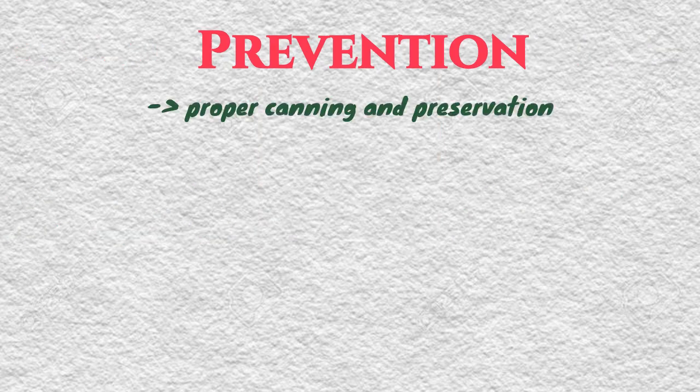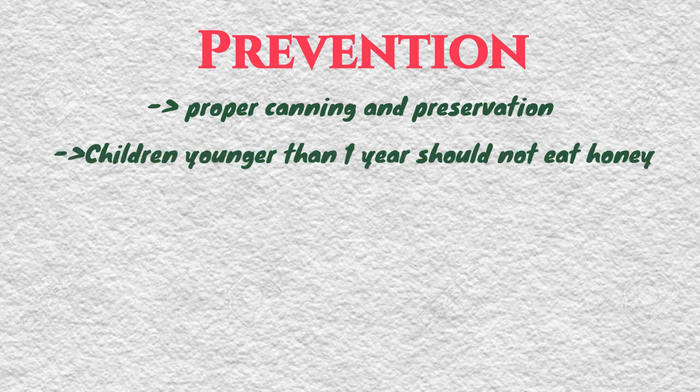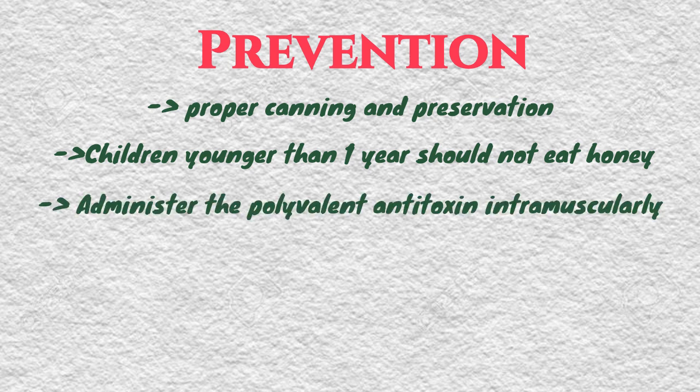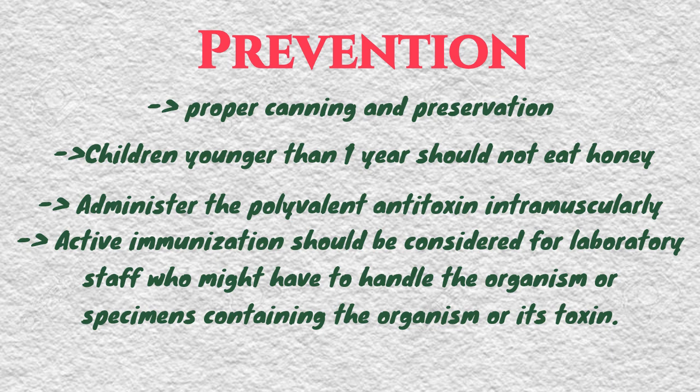Prevention of Clostridium botulinum. Proper canning and preservation are important for controlling food safety. It's important to note that children under 1 year old should not consume honey due to the risk of infant botulism from Clostridium botulinum spores that may be present in honey. In the event of suspected botulism from food consumption, it's recommended to administer a prophylactic dose of polyvalent antitoxin via intramuscular injection. Additionally, laboratory staff who may contact the organism or its toxin should consider active immunization.